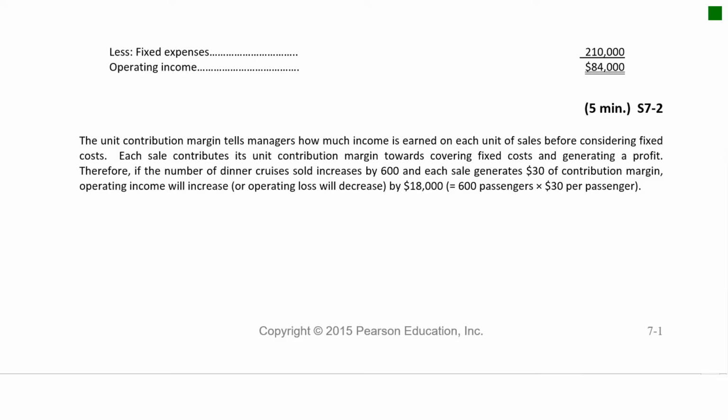So here's the first one. This is your incremental revenue. If you sold an additional 600 passengers, you multiply by the contribution margin per unit of 30, your answer should be an increase of $18,000.